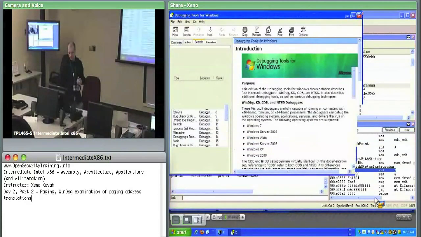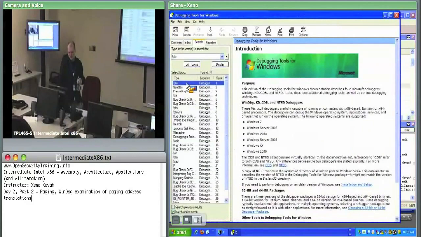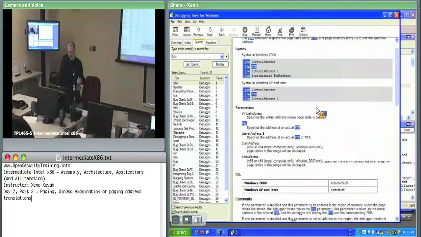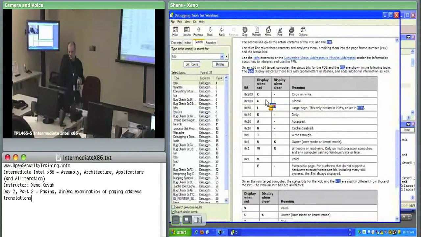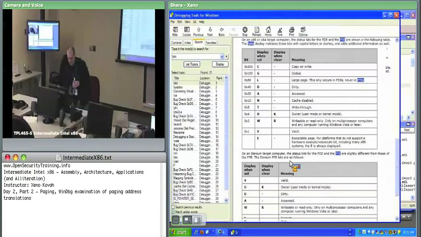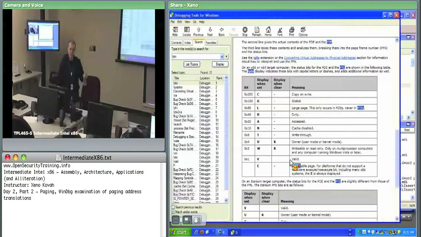Right, and the top entry was the bang PTE. I can double click on that. I can go down here and find its little translations of flags. E means it's an executable page, which is interesting. I think it's saying that because right now we're not booted into PAE, there's no such thing as non-executable, so all pages are executable until we go into PAE mode.